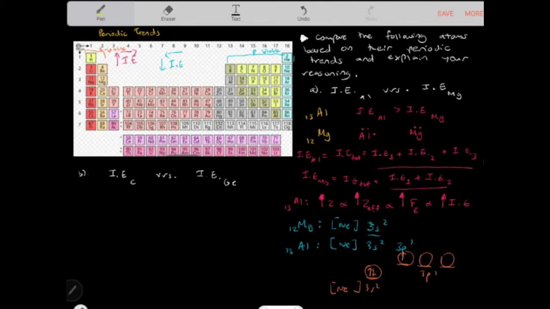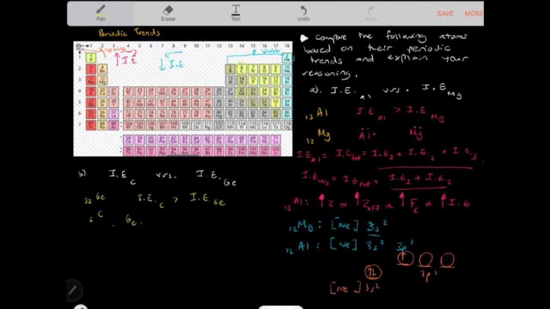So I'm looking at ionization energy of carbon versus germanium. Carbon's here, germanium's down here, right? Germanium is 32, carbon here is 6, and you can imagine that the atomic radius of germanium should be a lot bigger. We know that ionization energy decreases down a group, so I'm going to say that the ionization energy of carbon should be significantly greater than the ionization energy of germanium.